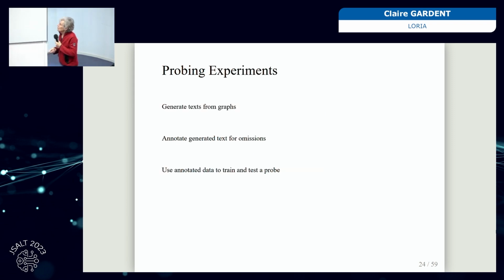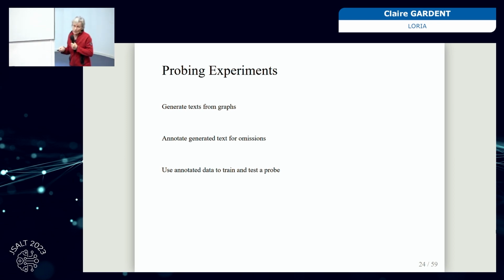So how do we do this? Well, the first thing we do is we generate. So we want to test: does the embedding of an omitted entity differ from the embedding of a non-omitted entity for a given model, for a given generation model.